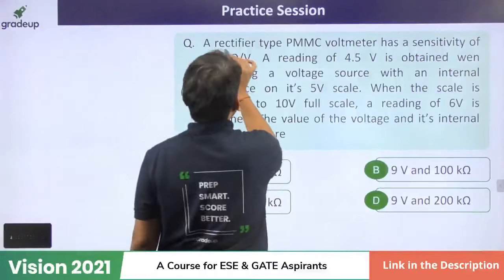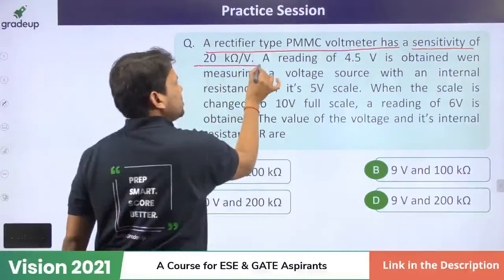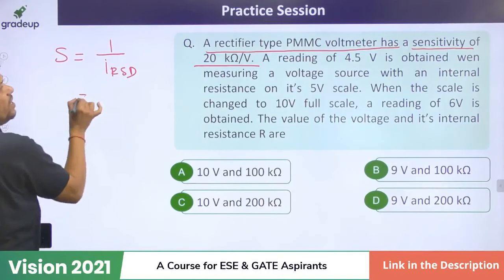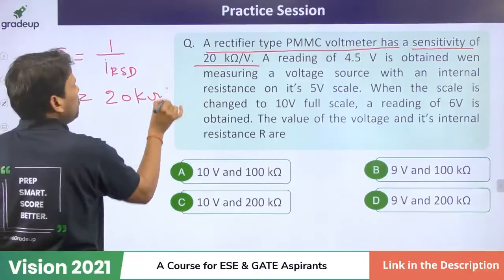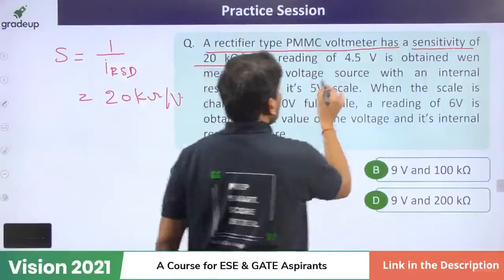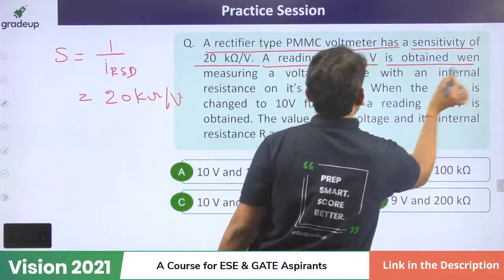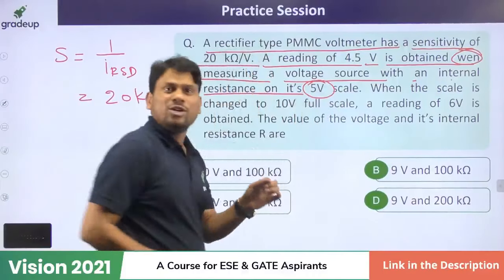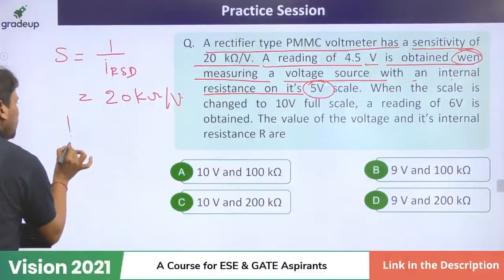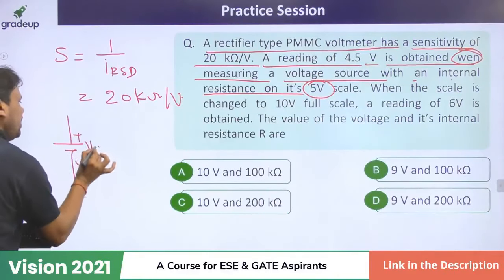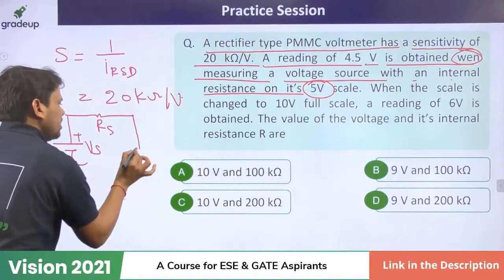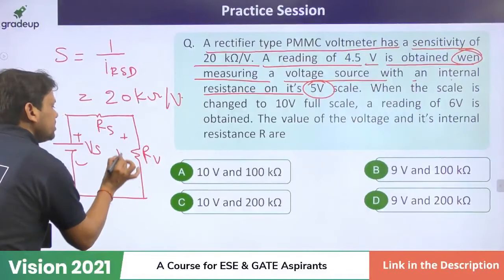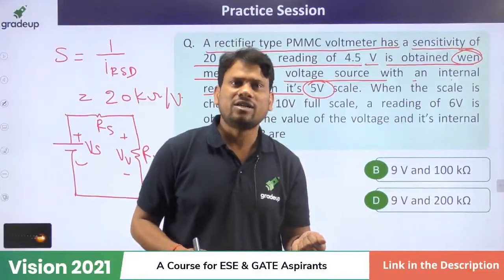So now, a rectifier type PMMC voltmeter has a sensitivity of 1 by Ifsd, which is 20 kilo ohm per volt. Now, a reading of 4.5 volt is obtained when measuring a voltage source of 5 volt with an internal resistance. So we can say we have one voltage source Vs, one internal resistance Rs, and somewhere here we have one voltmeter. Let us assume that the voltmeter resistance is Rv and this is our Vv, the voltmeter voltage. Try to understand. Okay.